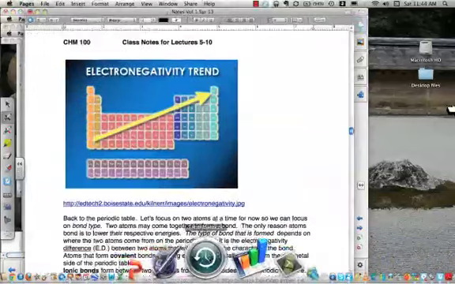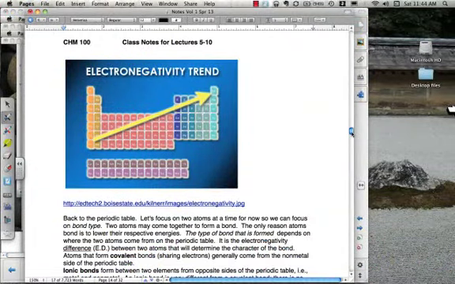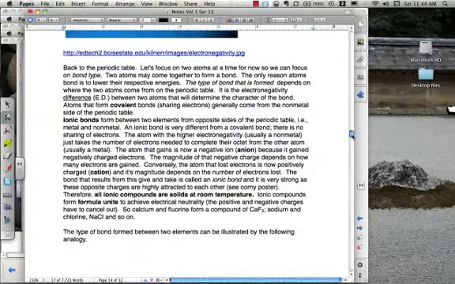So going back to our notes, back to the periodic table. Now we're going to talk about types of bonds. And it is going to be completely predictable by two ways. One is the electronegativity difference. That is going to be a numeric way of predicting. But another way of predicting is where the elements come from on the periodic table.